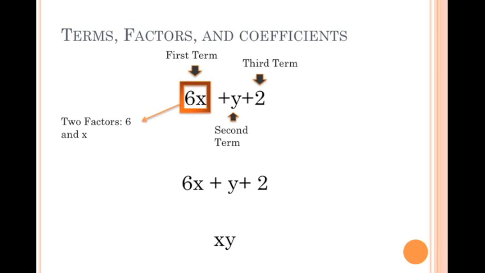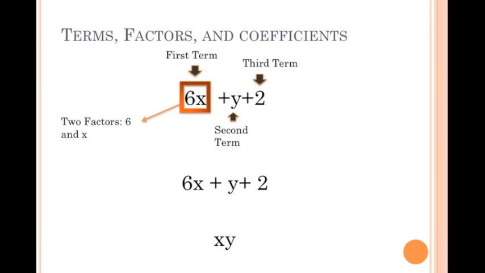It is important to understand the difference between terms and factors. Terms are the individual quantities of an expression separated by addition or subtraction signs. Factors represent products and denote multiplication. For example, observe the expression 6x plus y plus 2. It consists of 3 terms, 6x, y, and 2. The first term, 6x, represents a product of 6 times x, which has the factors 6 and x.